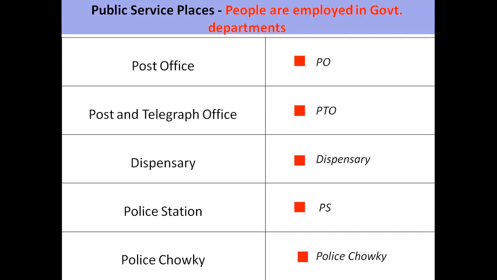We'll learn the symbols and their meaning associated with public service places. People are employed in government departments and offices. All these features have been marked on a topographical map with abbreviations and in capital letters. As you can see, post office has been written in capitals adjacent to the settlement. PTO represents Post and Telegraph Office. Dispensary is written like this literally on the map. It represents a primary health center. Police station is written with PS, and police chowk is written like this on a topographical map.